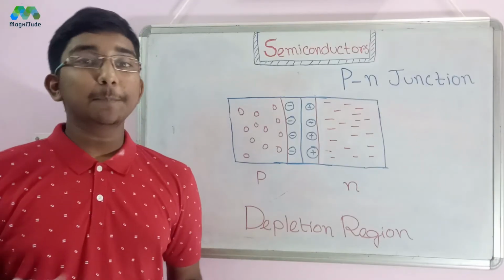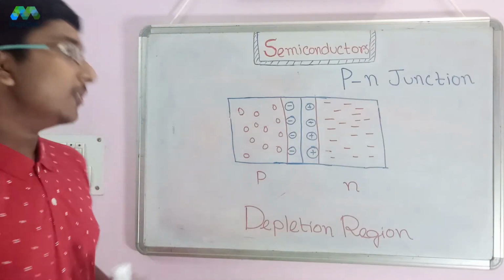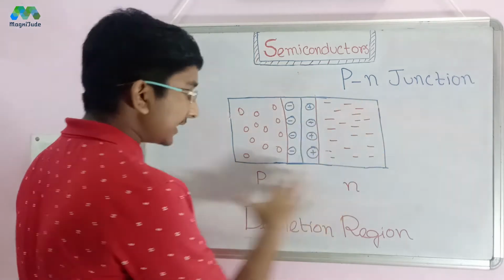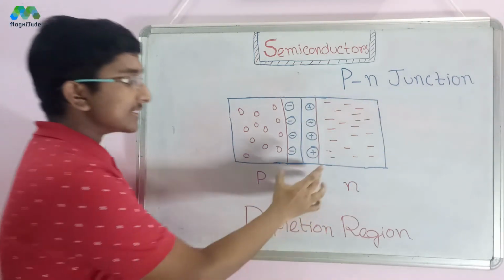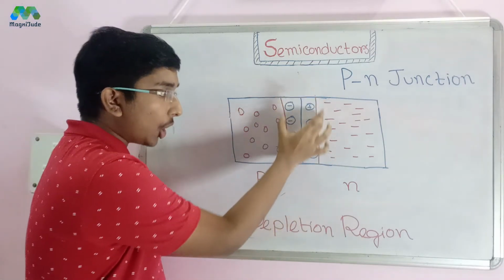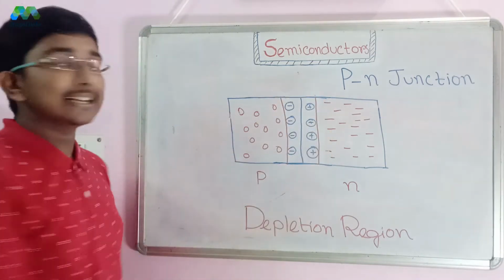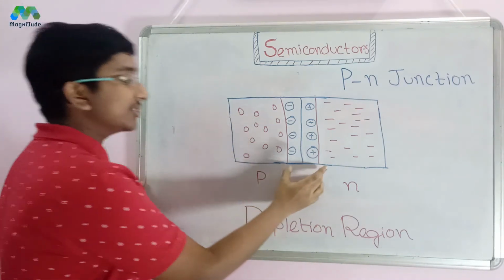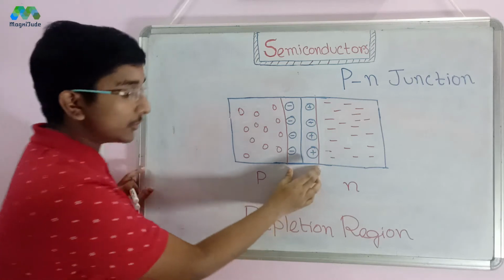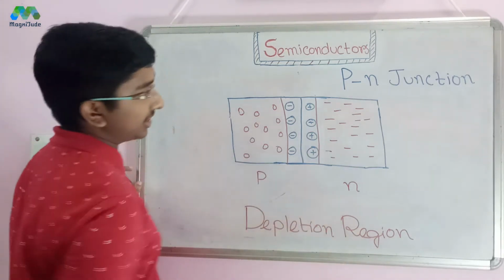So what is the depletion region? When a PN junction is formed, we can observe one thing: a small region or a small layer is created in the junction part, and this region or layer is known as the depletion region.